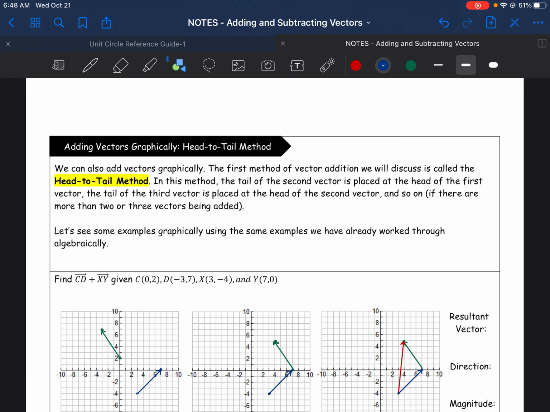All right, so now that we've seen how to add vectors algebraically, let's look at how we can add vectors graphically. And the first method that we're going to talk about is the head-to-tail method. In this method, essentially, the tail of the second vector is placed at the head of the first vector, the tail of the third vector is placed at the head of the second vector, and so on if we're adding more than 2 or 3 vectors. Let's see those examples that we did algebraically and see if we get the same result graphically.